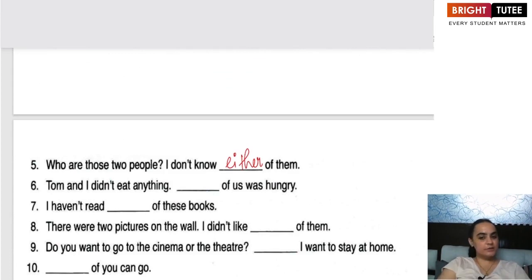So you see, dear students, it was so easy for us to solve these sentences. So I hope you are clear with all the types of pronouns. We've discussed the questions related to them at length.